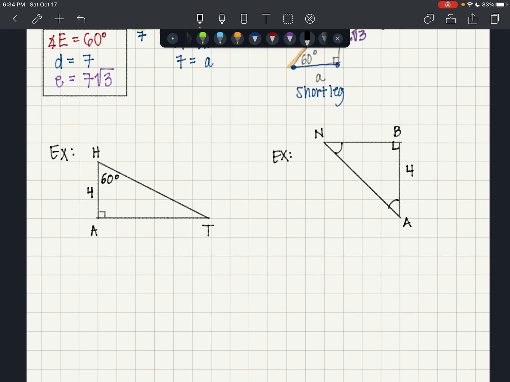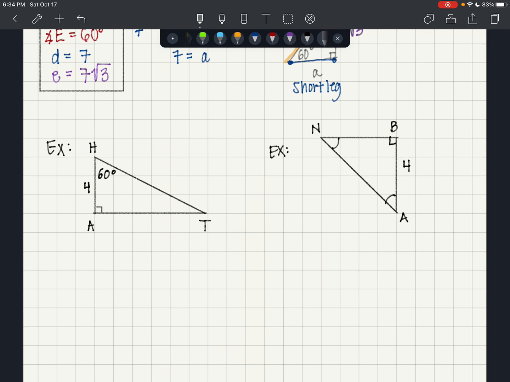Okay, let's try that again. We're going to do that one more time. Okay, here we have 60 degrees, 90 degrees, and a side length. Now 60 degrees for one of my acute angles means that the other acute angle is going to be 30 degrees. So I have a 30, 60, 90 triangle. So I'm going to reproduce that: 30 degrees, 60 degrees, and 90 degrees.